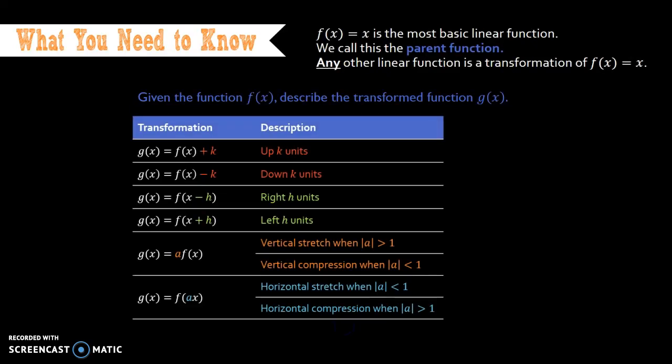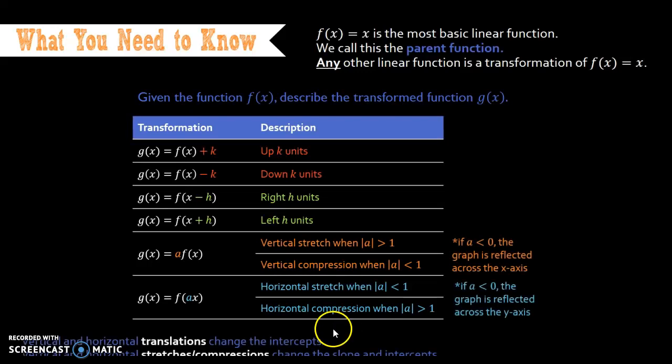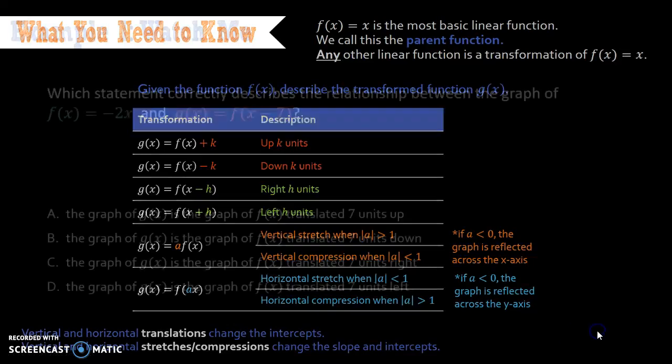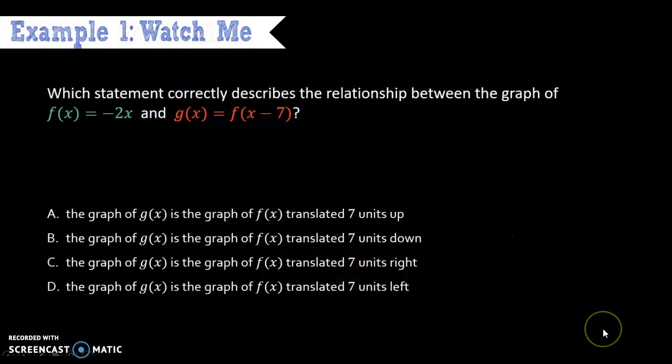We talked about these in a previous video, all of the possible changes or transformations that we can have on an equation or on a function. Remember that your vertical and horizontal translations just change your intercepts. Your vertical and horizontal stretches and compressions change your slope and your intercepts. We are going to be comparing two different functions and seeing what change is happening between them.